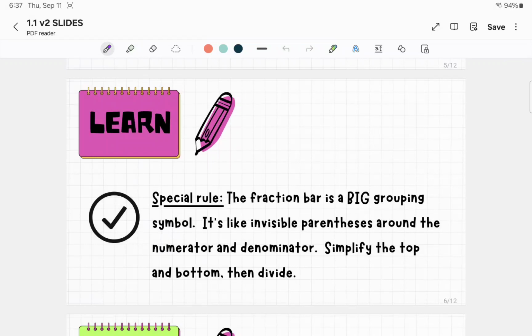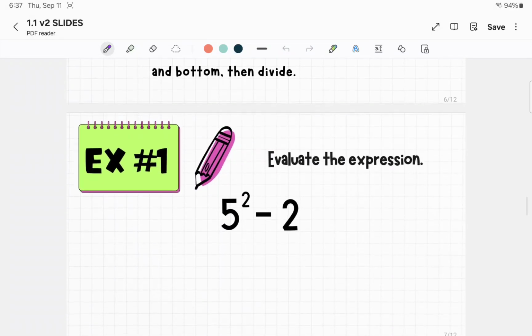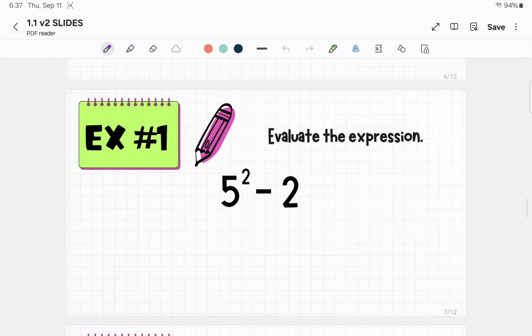All right, let's go ahead and get into example number 1. It says evaluate the expression. So let's go through our PEMDAS. Are there any parentheses that we see? No. So we're going to go ahead to exponent. I see an exponent, so I'm going to underline that. And make sure you write this whole thing and also write down everything that I am explaining.